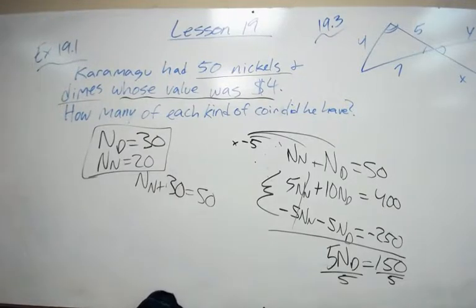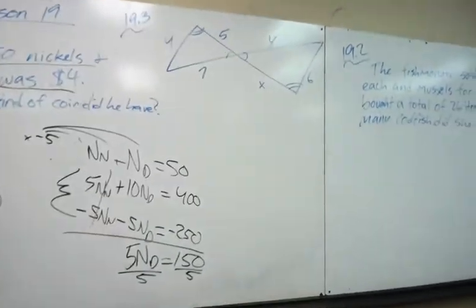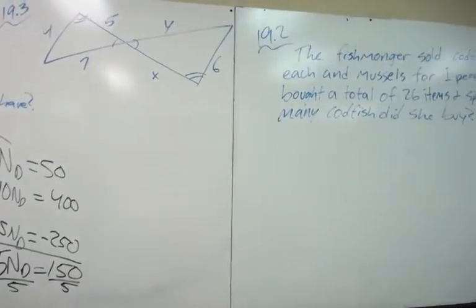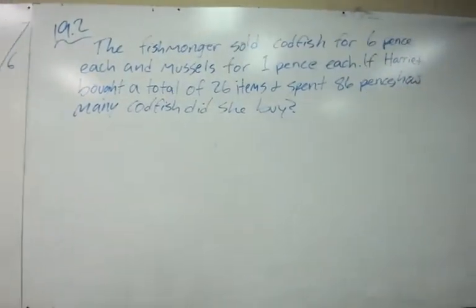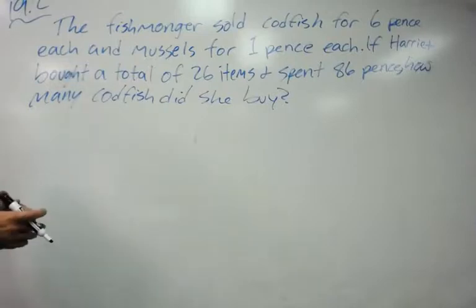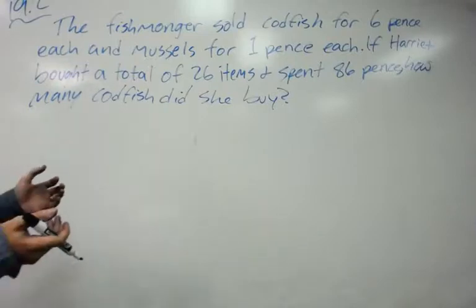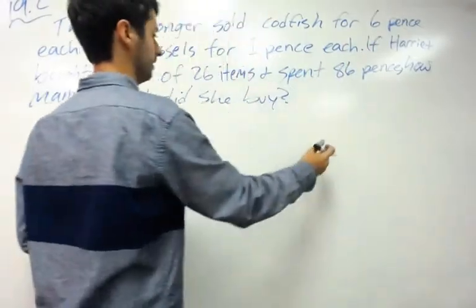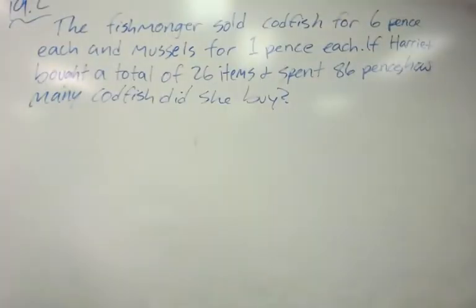Let's look at one more. This one's a little different because it's a different currency, a different form of money. This one says the fishmonger sold codfish for 6 pence each and mussels for 1 pence each. Harriet bought a total of 26 items, spent 86. How many codfish did she buy? Okay, so our currency here is not dollars and cents. It is pence, okay? Pence is our currency.